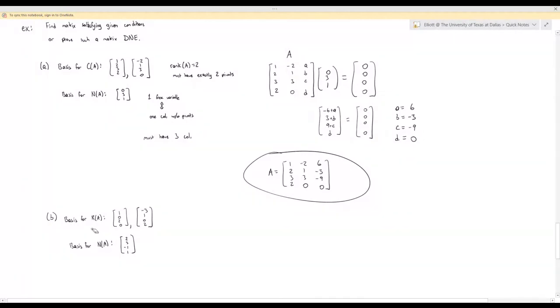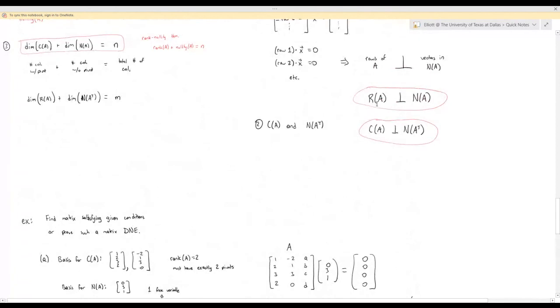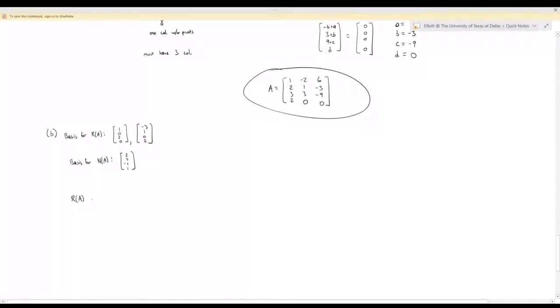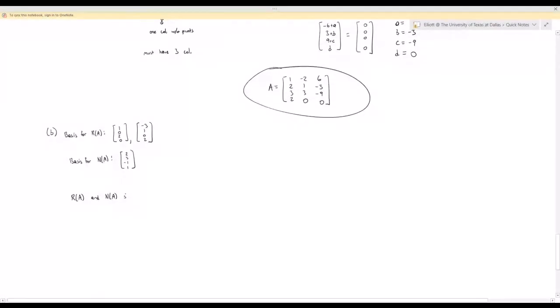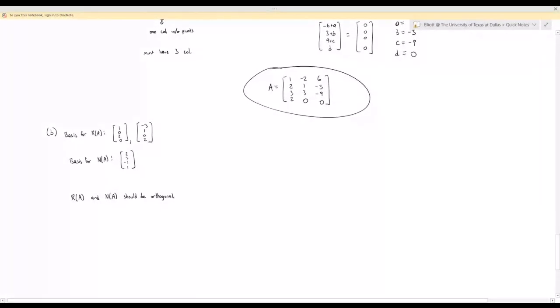Okay, now here, when they give us information about the row space and the null space, if we look to the orthogonality relations that I mentioned earlier, row space and null space are supposed to be orthogonal to each other. Okay, so that means this vector that should be in the null space should be orthogonal to these two vectors in the row space. So we can check if that works or not.